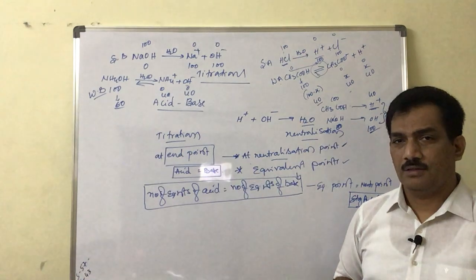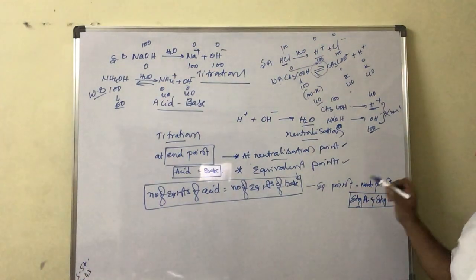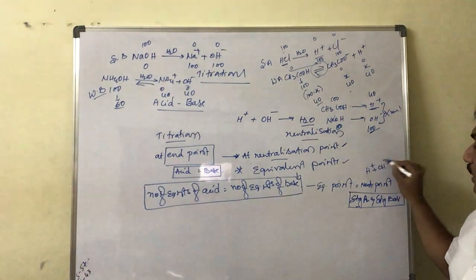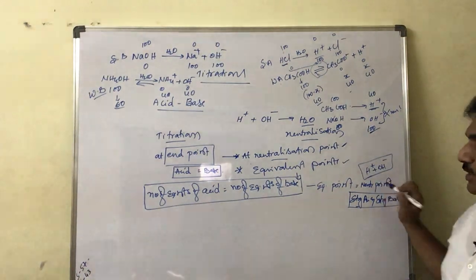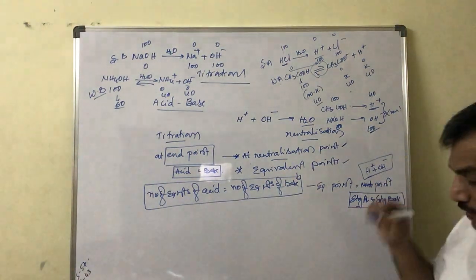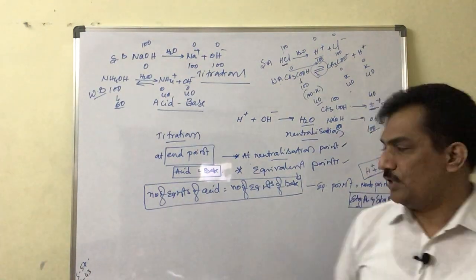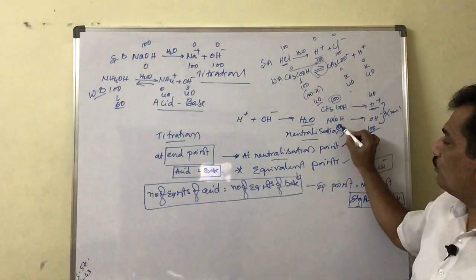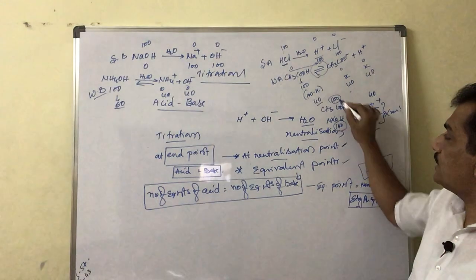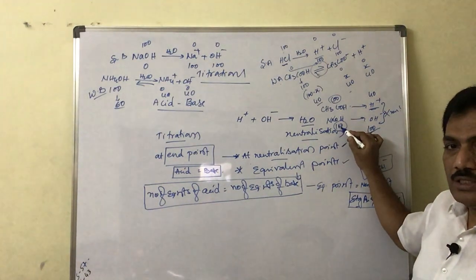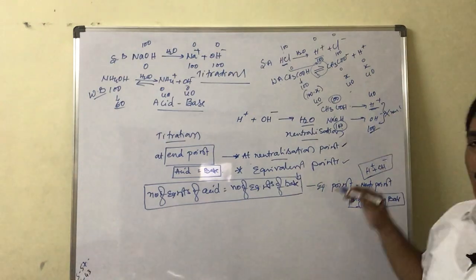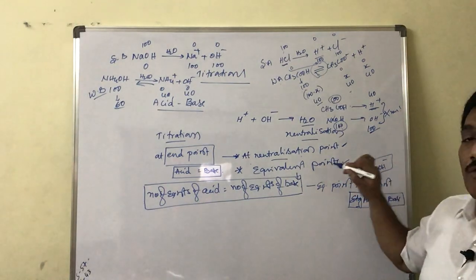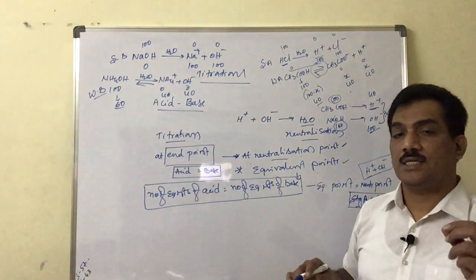What does it mean? Just remember, in the case of strong acids and strong bases, the H plus and OH minus concentrations will be equal, and thereby it is neutralization. But if a weak acid or weak base is involved, then the equivalent point, that is, the number of equivalent weights of acid and the number of equivalent weights of base taken, may be the same, but at neutralization, at the end point, these two numbers are not equal. That's why the neutralization point is not equal to the equivalent point when weak acids or weak bases are involved.